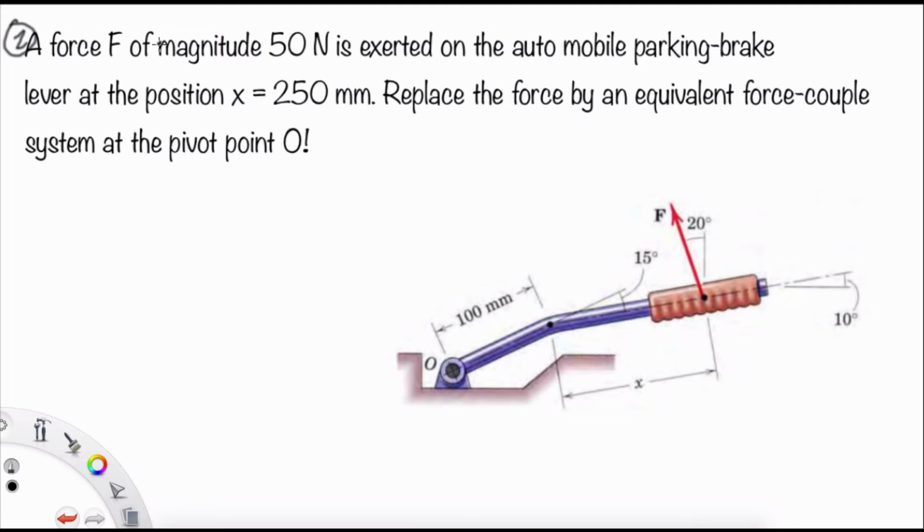Now we are in the second exercise. We have a force F of magnitude 60 Newton exerted on the automobile parking brake lever at the position X through 150 millimeters. Replace the force by an equivalent force couple system at the pivot point O. So remember that we just finished this principle, so we can use the force couple system at O. What we have to find first, of course, is the moment at O.